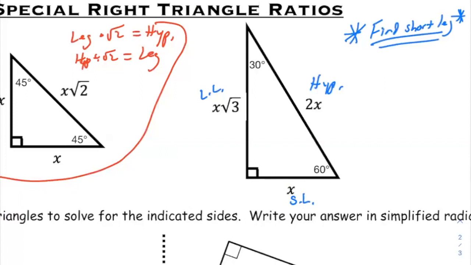All right, so how do we find the hypotenuse if we have the short leg? Well, it's just times 2. If the short leg is x, the hypotenuse is 2 times x. So short leg times 2 gives you the hypotenuse. And then short leg times root 3 is going to give you your longer leg, the side opposite the 60, right? Just remember, 2 is bigger than root 3, and the hypotenuse is bigger than the long leg.